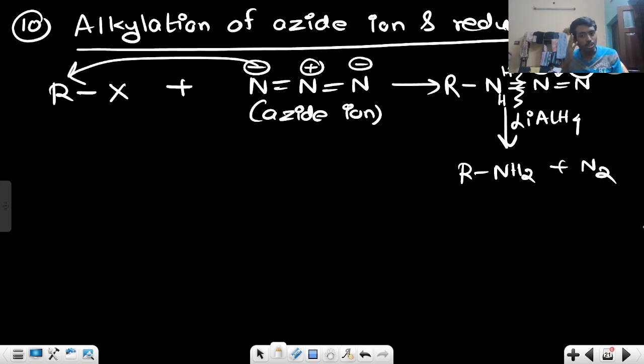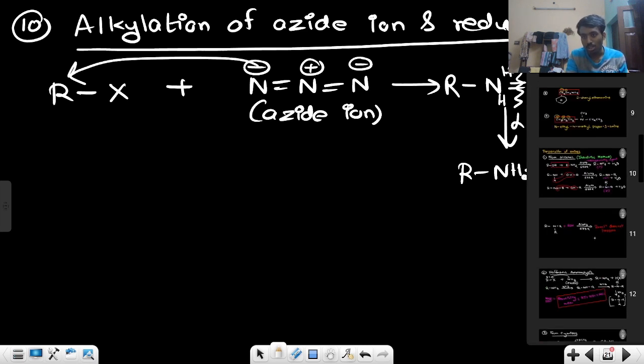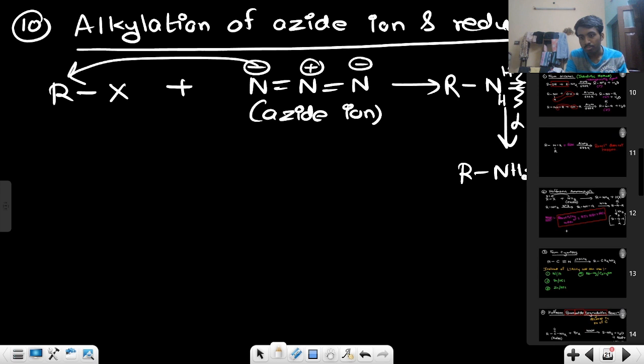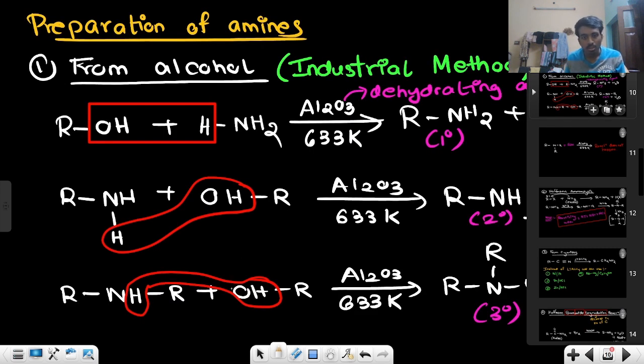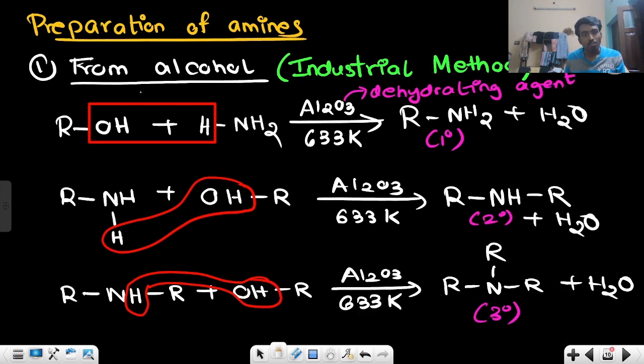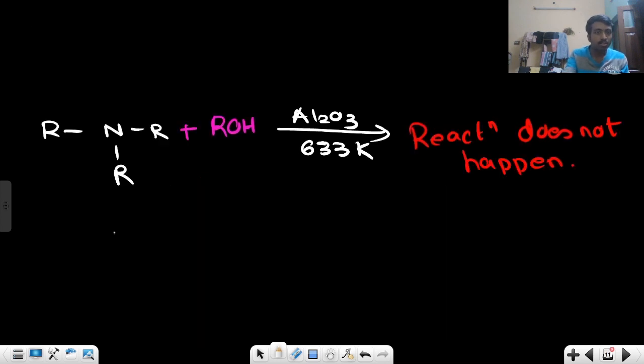Any doubt? I don't think there should be any doubt because it is very easy and clear. Nothing complicated. Easy? So we have completed the method of preparation of amines. Let me just summarize it. We have started from this one. From alcohol we have seen using alumina at 633 Kelvin we can prepare 1 degree, 2 degree, 3 degree amine depending on what the reactant is.